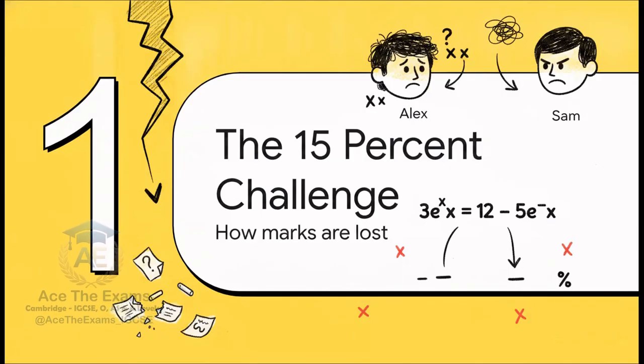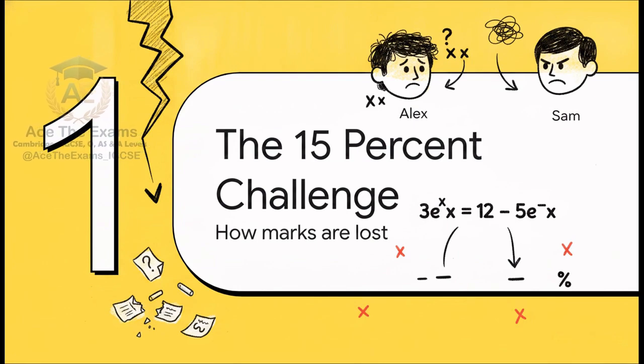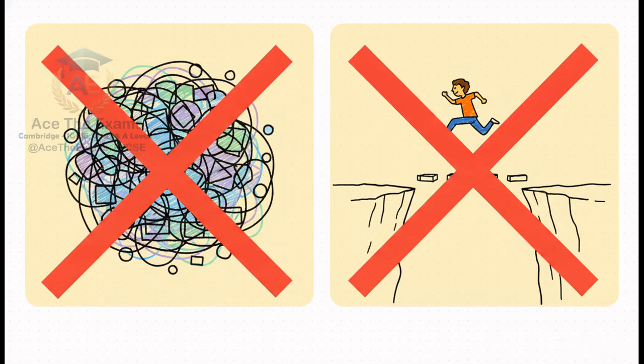All right, Section 1, the 15% challenge. Let's look at exactly how marks are being lost. Let me introduce you to two hypothetical students pulled straight from our Cambridge past paper files: Alex and Sam. They both face the exact same exponential equation in their exam, but they lost marks for entirely different reasons.